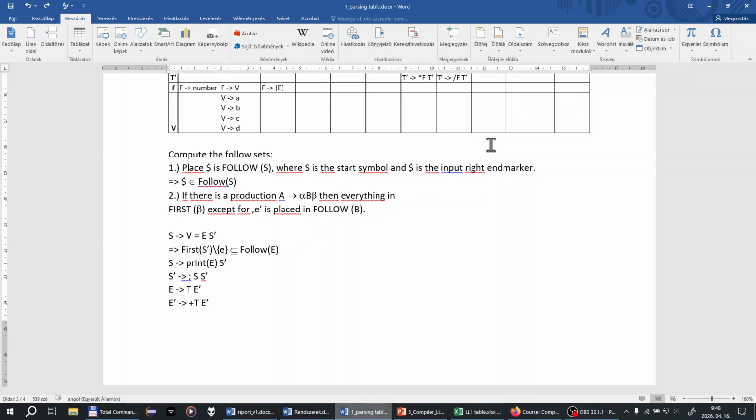Okay, follow. Here we have a closing bracket right after the E, and that's why first of this part, minus epsilon, is an element of follow E, which means that the closing bracket is an element of the follow E.